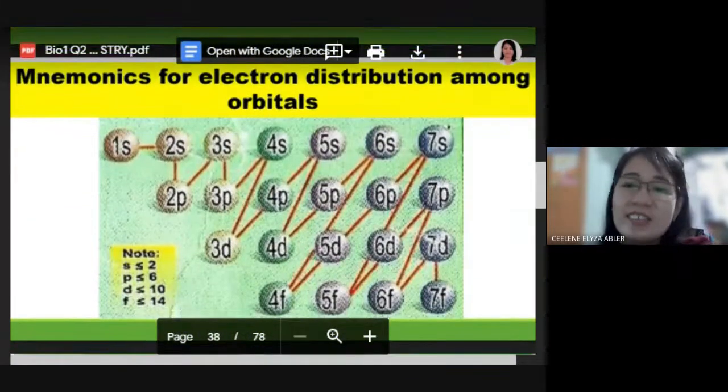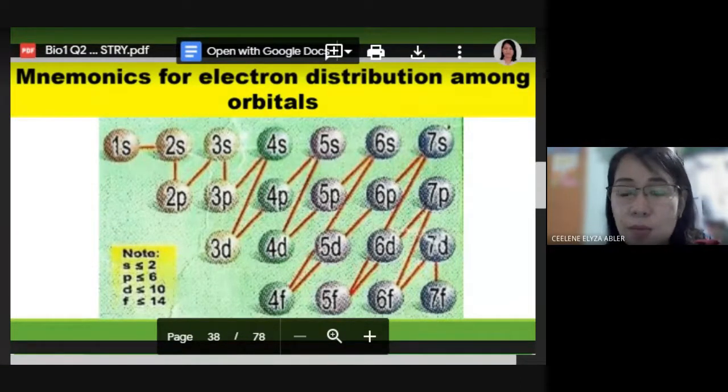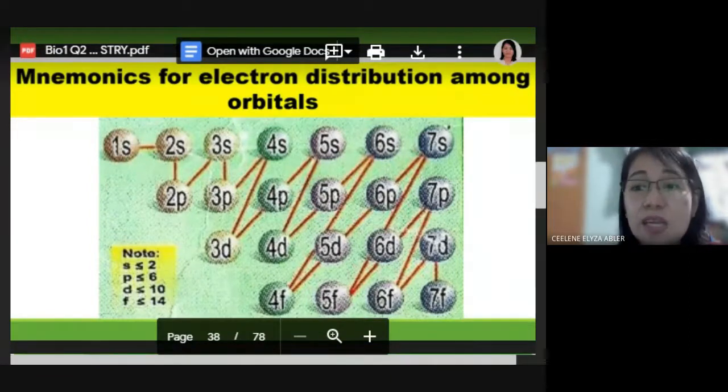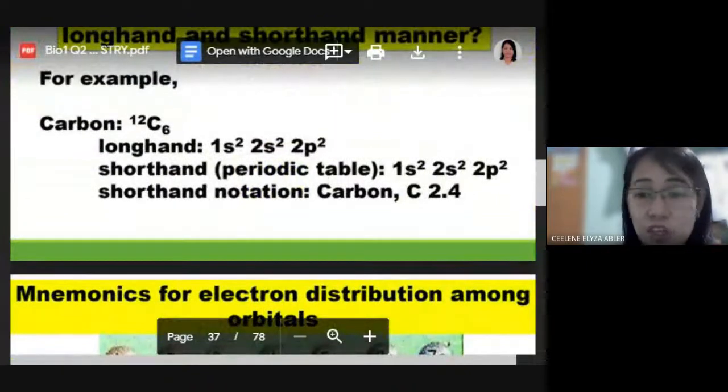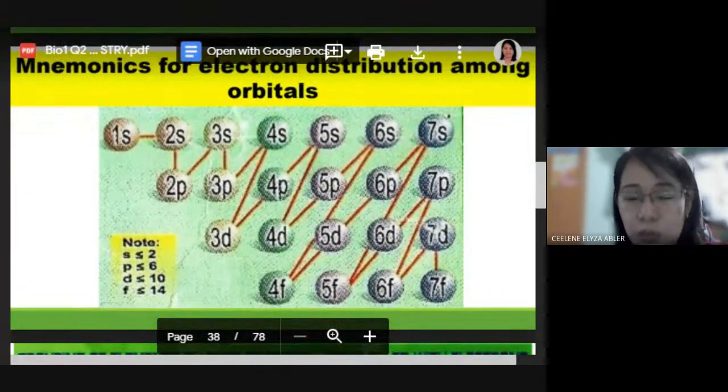All right. So this is the mnemonics for electron distribution among orbitals. So this is the easiest na one that you can do para ma-remember ninyo paano yung pasunod-sunod sa Aufbau filling up na chart. Okay, so because you have to follow the Aufbau principle for filling up your electrons para masulat ninyo ang entire na electron configuration, the longhand method. The longhand method is always asked in exams kasi class.